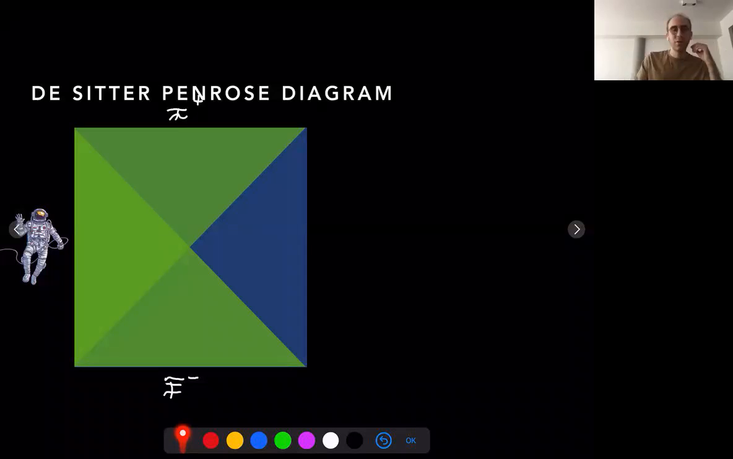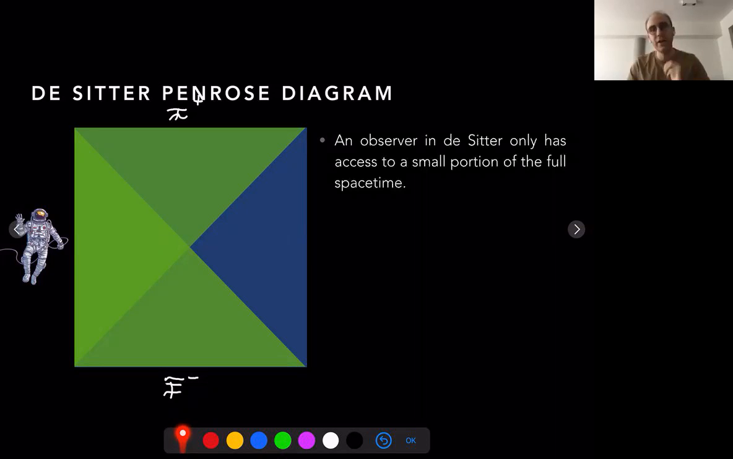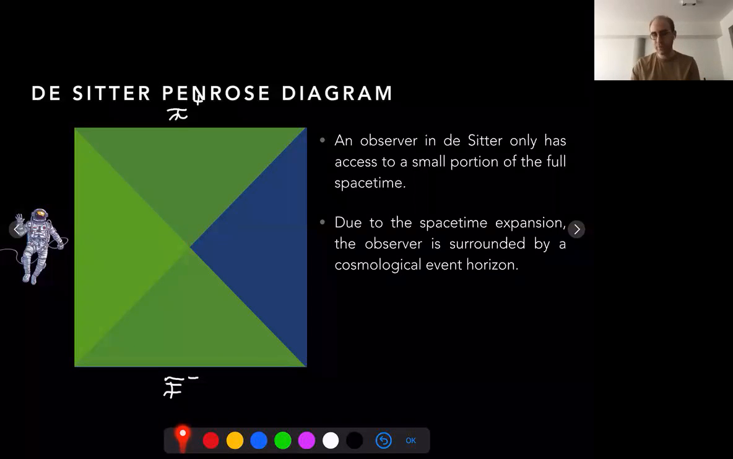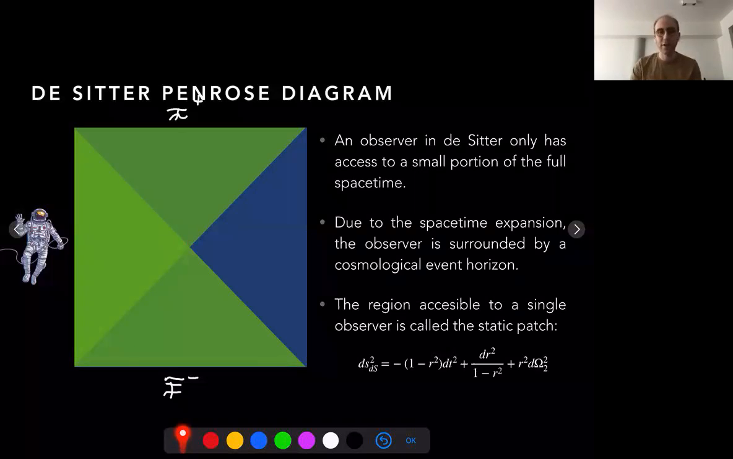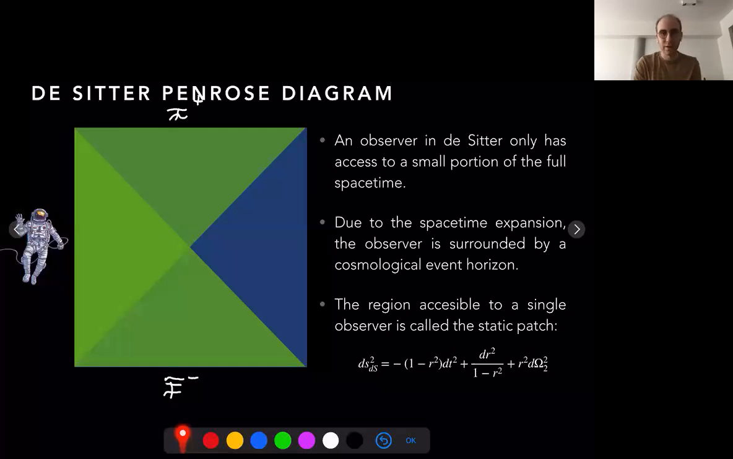Because of this expansion, one observer in de Sitter can only access a tiny portion of the full space-time. That tiny portion is this triangle over here, that is called the static patch. And the metric for this static patch is given by this metric that I wrote over here. So it's pretty similar to the black hole metric, except that here the r coordinate starts at 0 at the boundary and then grows toward the horizon that is at r equals 1.